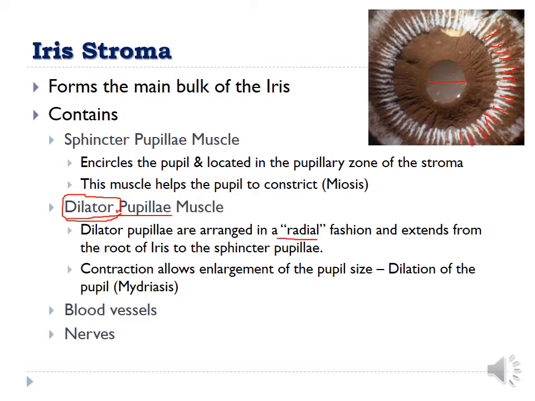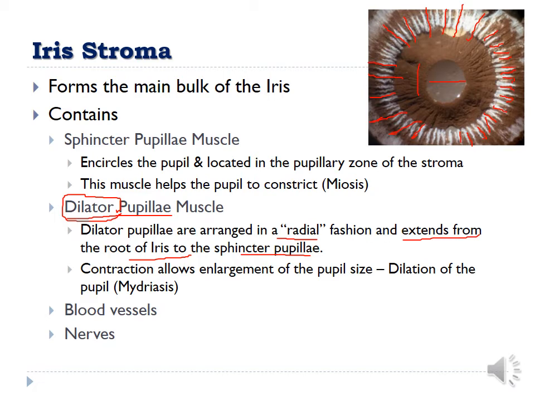So it is arranged in a radial fashion, and it extends from the root of iris to the sphincter pupillae. So sphincter pupillae is an extended muscle, and this is the root of iris. It is extending from root of iris to the sphincter pupillae. So from the shape itself we can identify, when the dilator muscle is functioning, it will pull the iris towards the root of iris. So when the muscle pulls the iris towards the root of iris, what happens? The size of the pupil becomes bigger, or it becomes dilated.